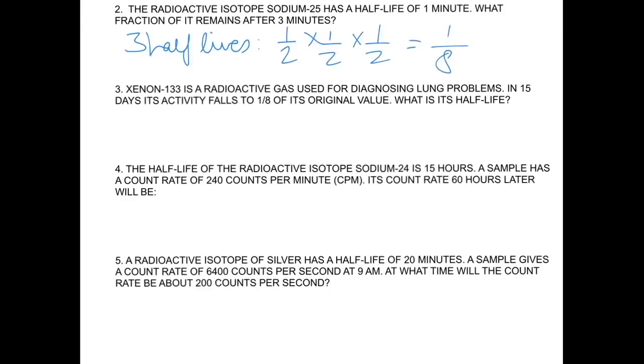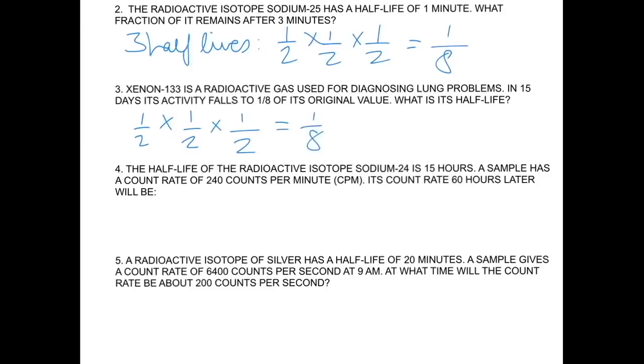Question 3. Xenon-133 is a radioactive gas used for diagnosing lung problems. In 15 days, its activity falls to 1/8 of its original value. What is its half-life? So we need to work out how many half-lives occur to get to 1/8. So what you need to do is, you might have to do trial and error, but you need to just do as many half-lives as you need to in order to get to 1/8, and the answer is actually going to be 3 of them.